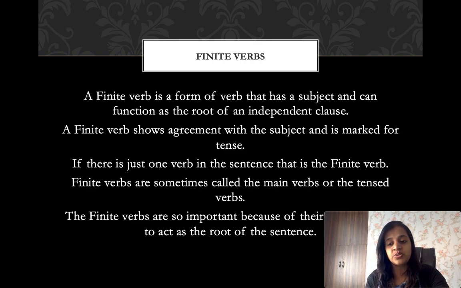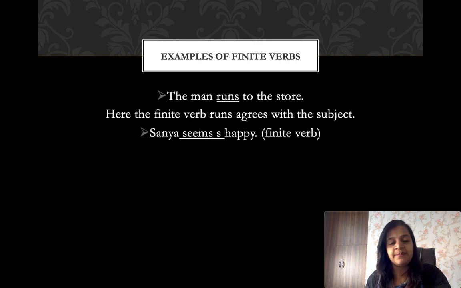ये बहुत important होते हैं because they are the most important part of the sentence. Here let me tell you one more thing, that the finite verbs are according to the subject verb agreement की बात की, so they can be changed according to the subject, the person and number, and even according to the tense as well. For example, the man runs to the store.